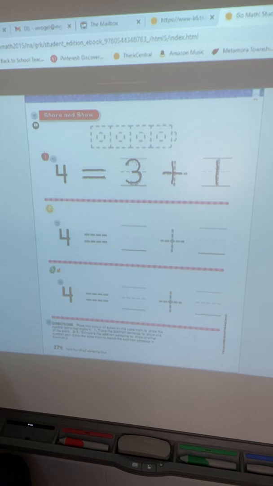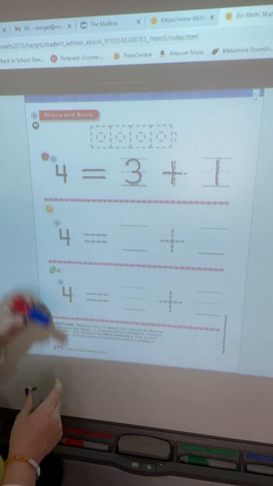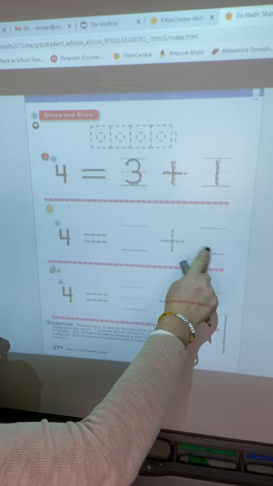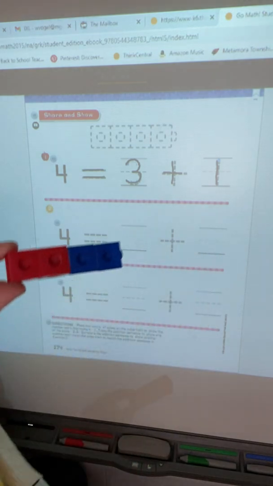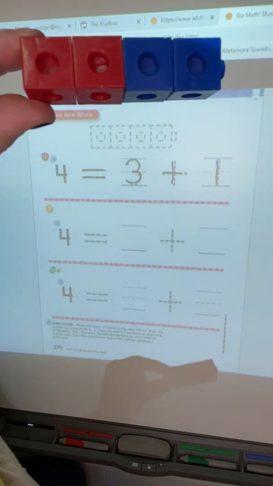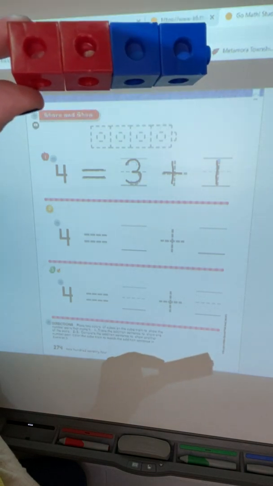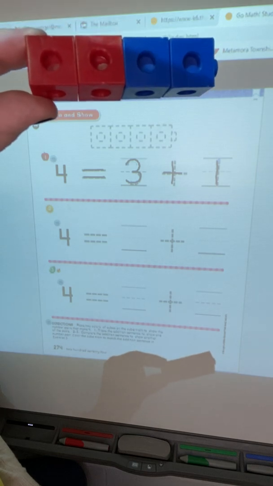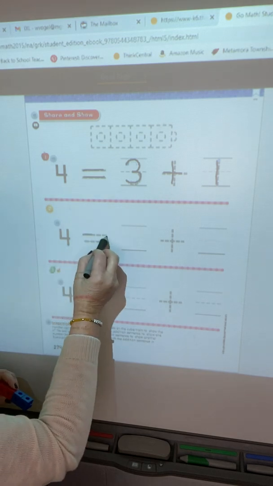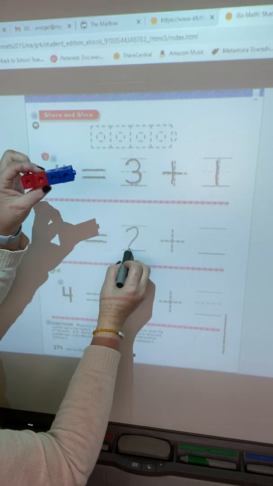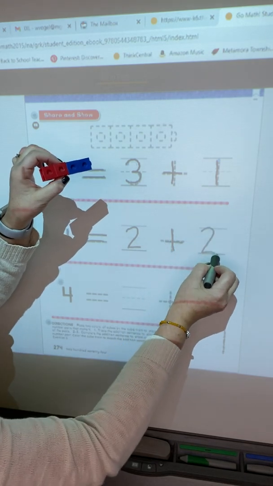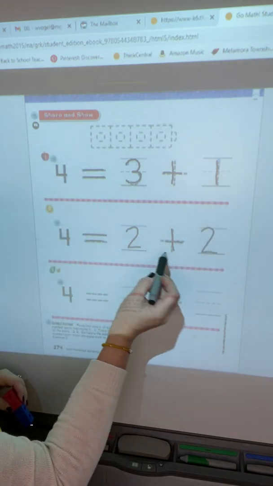So let's do another one. 4 is equal to, we've got to find the two numbers, something plus something. Well, let's try this. What would this one turn out to be? Did you say 2 plus 2? If you did, you are correct. 4 is equal to 2 reds plus 2 blues. 4 equals 2 plus 2.